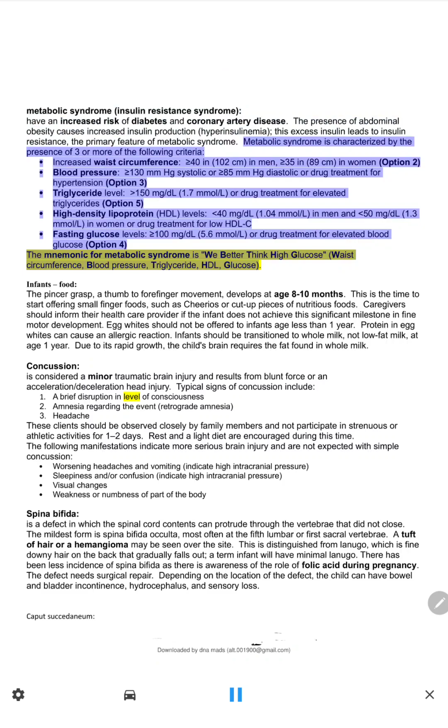Metabolic syndrome is characterized by the presence of 3 or more of the following criteria. Increased waist circumference is greater than or equal to 40 inches, 102 centimeters, in men, and greater than or equal to 35 inches, 89 centimeters, in women.